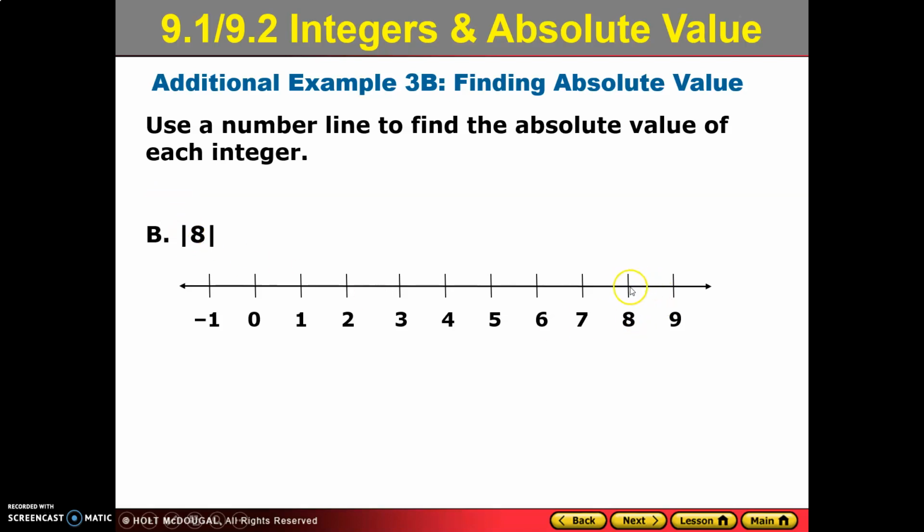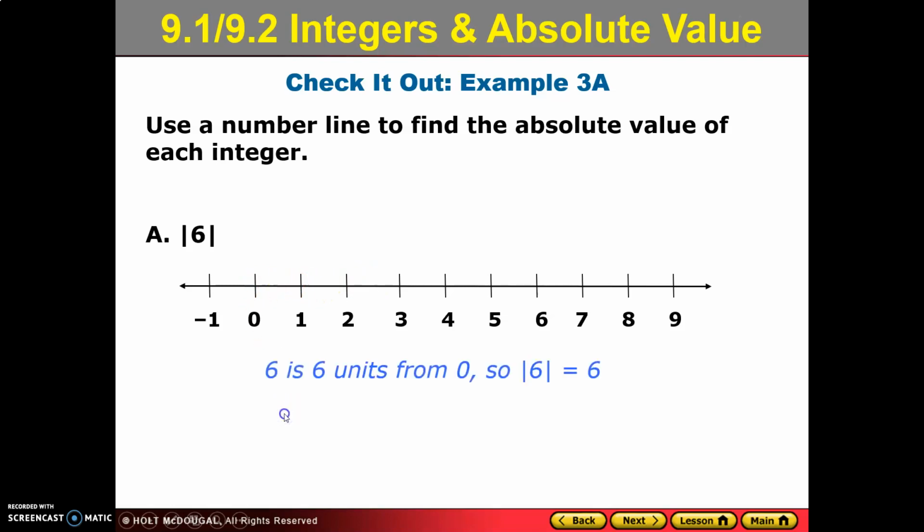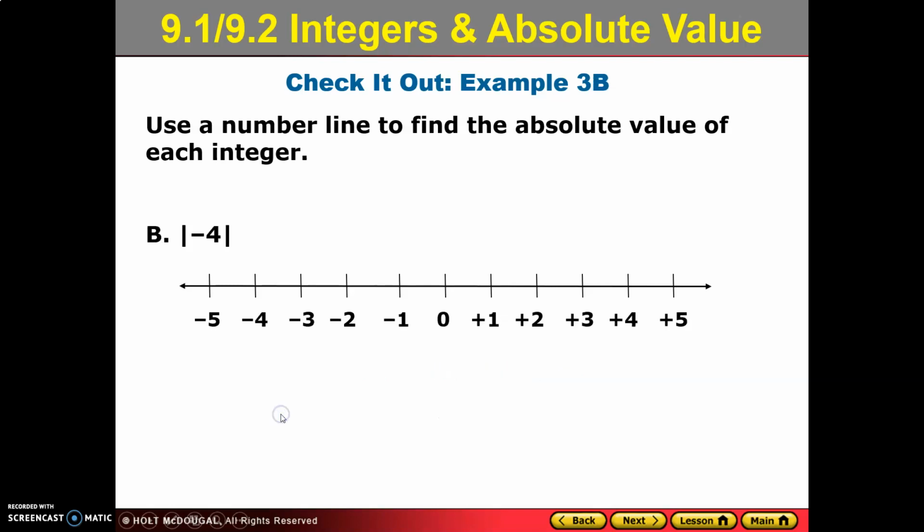8, same thing. Here's 8. It's 8 spots away from 0, and so our answer is 8. Absolute value of 6. It's 6 spots away from 0, or 6 units, so our answer is 6. Notice how every single answer is a positive number. -4. Here's where -4 is on the number line. It is 4 spots away from 0. So the absolute value of -4 is equal to 4.